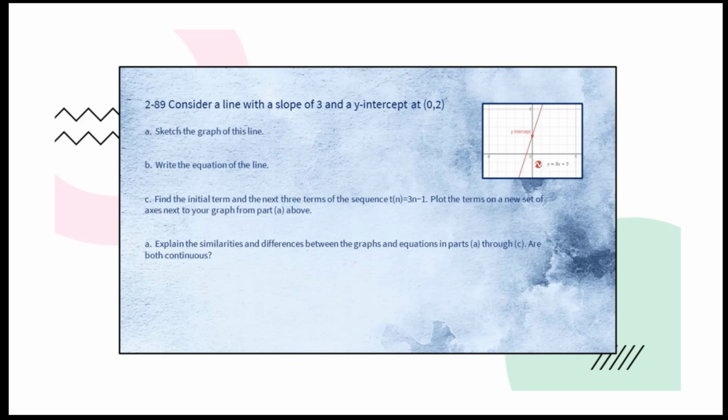Okay, on 2-89, a line with a slope of 3 and a y-intercept at (0, 2). You've got some things you've got to do here. Sketch the graph of a line, write the equation of the line, and then find the initial term and next 3 terms of a certain sequence, and explain the similarities and differences between the graphs and equations. You can see I have a graph of the line right here, but we're going to actually pop a video in here and use the e-tool from Desmos to help explain what is going on here.